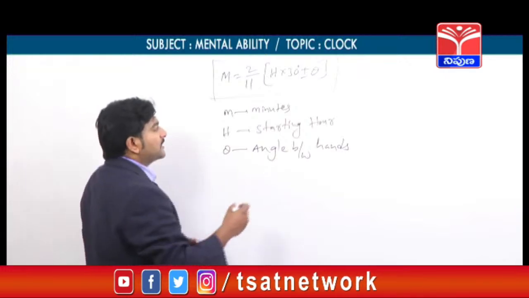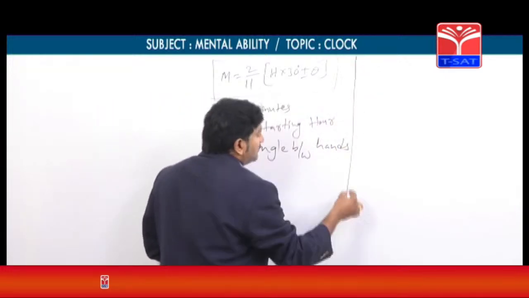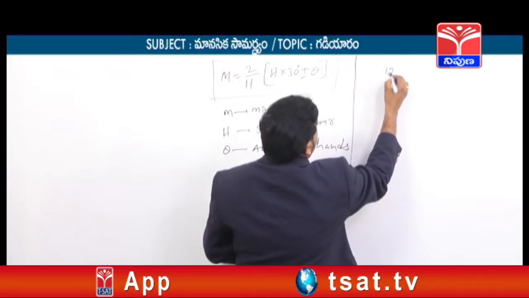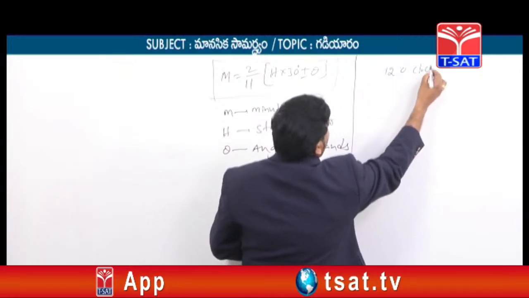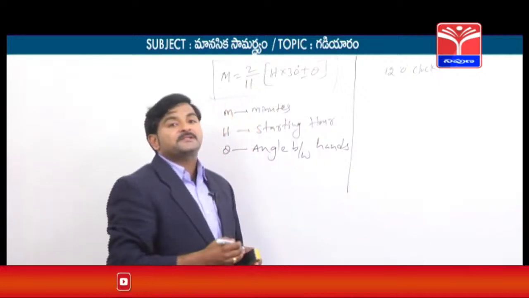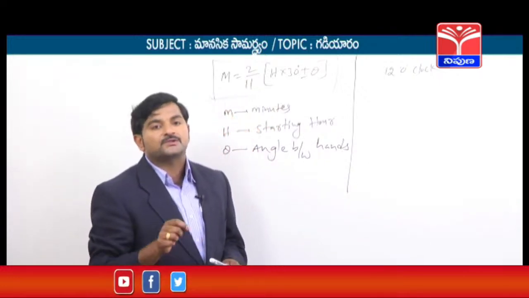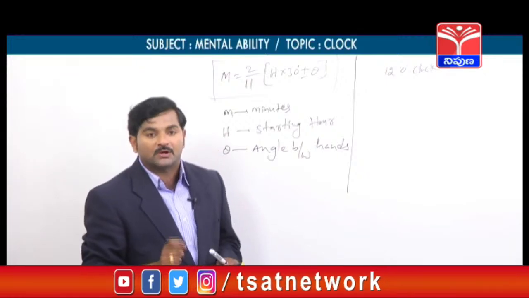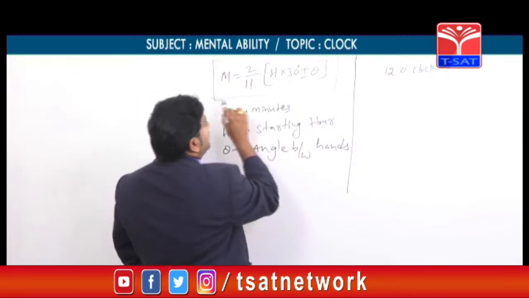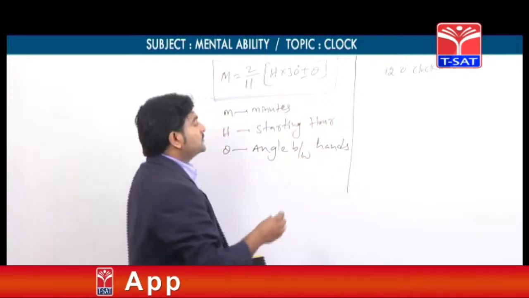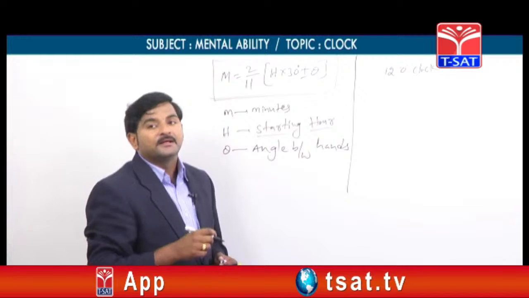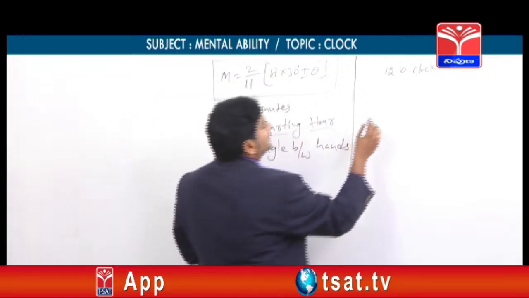And when you are substituting in this formula, we have one more condition, that is, if our starting hour is 12 o'clock, instead of taking h is equal to 12, simply we have to take h is equal to 0. One more condition, my dear students, in this formula, when you are substituting, h means the starting hour. When the starting hour is 12 o'clock, we should simply take it equal to 0.